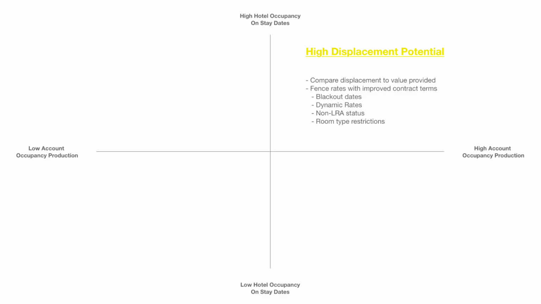Now for these accounts, you may want to consider applying blackout dates, non-LRA status, or potentially even a dynamic rate that floats off of your best available rate.